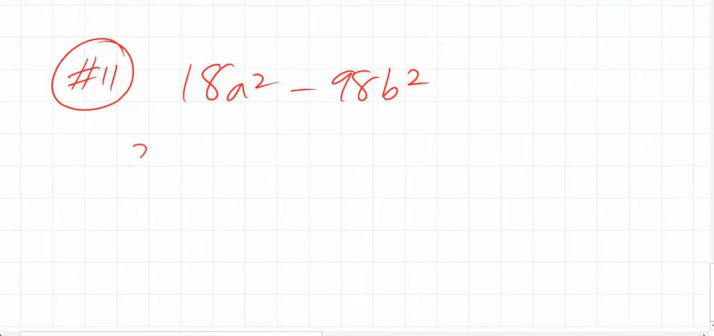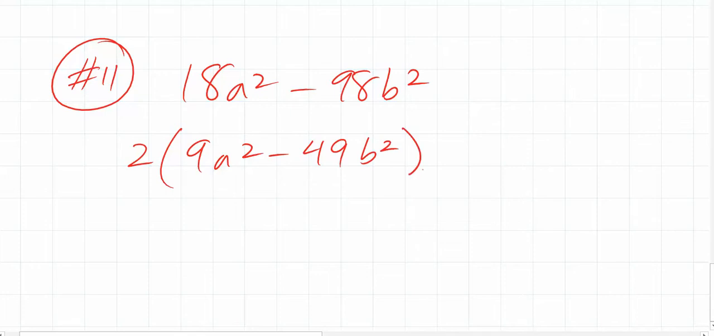2. So pull out a 2. 2 times 9a squared minus what? 49. Oh, look at that. What do you now know? What kind of number is 9? It's a perfect square. And what's 49? Perfect square. So another way to write this would be 9a squared minus 49b squared.